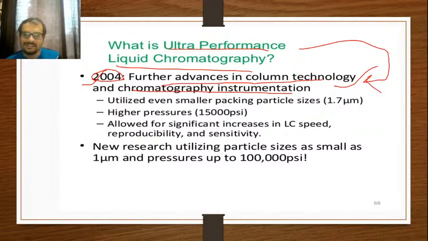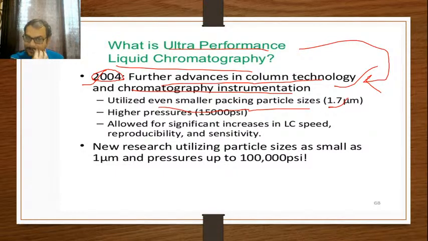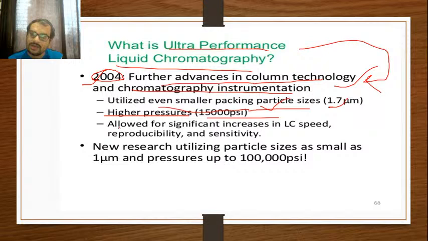Now what does UPLC stand for? It utilizes a smaller packing particle size, which is 1.7 micrometer. Remember, the optimum particle size in case of HPLC is 3 to 5 or 10 micrometer, but UPLC is ultra performance or ultra pressure liquid chromatography, which utilizes even smaller particles and higher pressure, 15,000 psi as compared to our HPLC, allowing a significant increase in the liquid chromatographic speed.